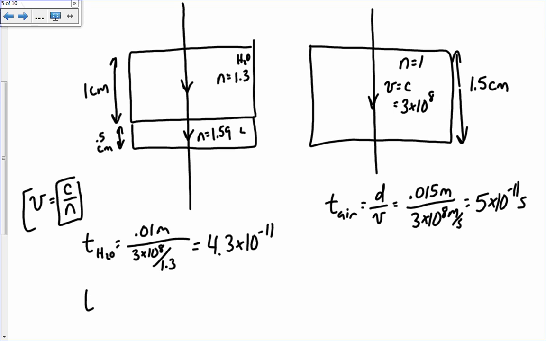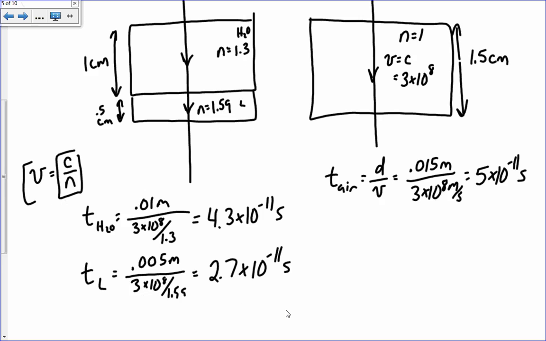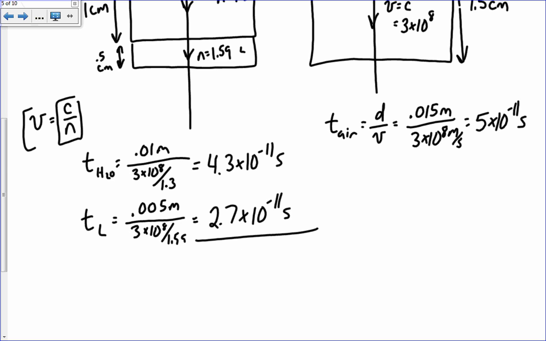And then, in a similar way, I can do the time for lucite, which is 0.005 meters divided by 3 times 10 to the 8th over 1.59. And that gives me the time for lucite, which is 2.65, I'll just call it 2.7, times 10 to the minus 11 seconds. Now, to get the total time, I just add these two up. So that's what, 6, 7 times 10 to the minus 11 seconds.